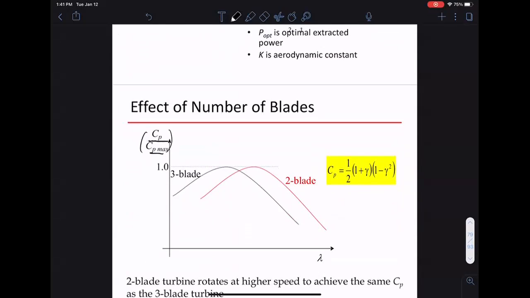So that's again a check to know that if you have fewer blades, you need to rotate faster. So that's just this check. And again, we don't have 4 because of turbulence problems. So that's why everything is 3 bladed.